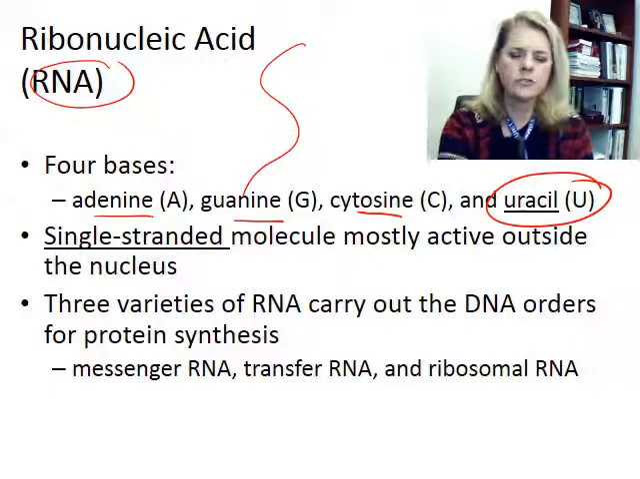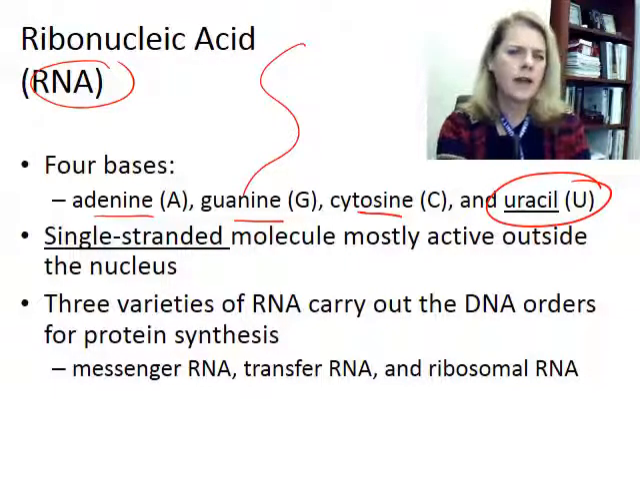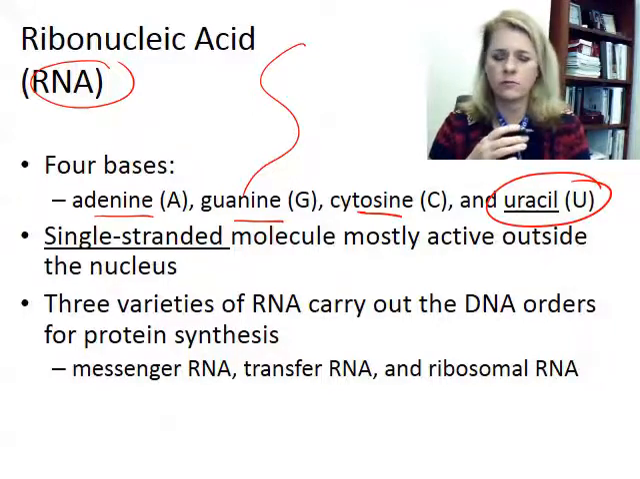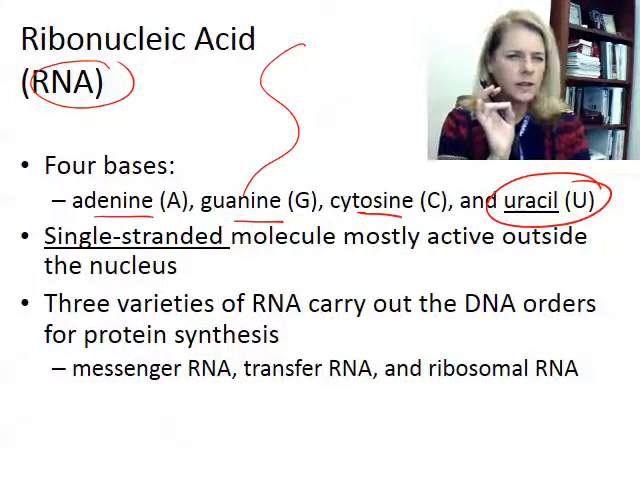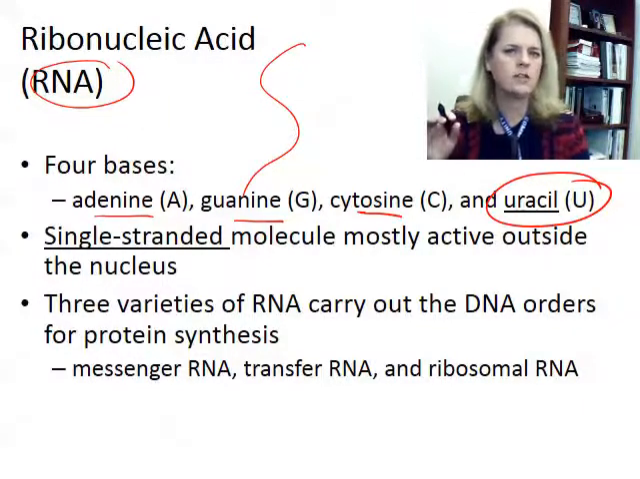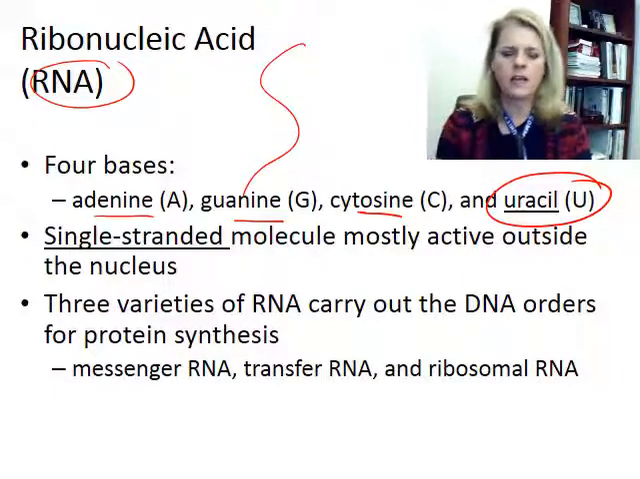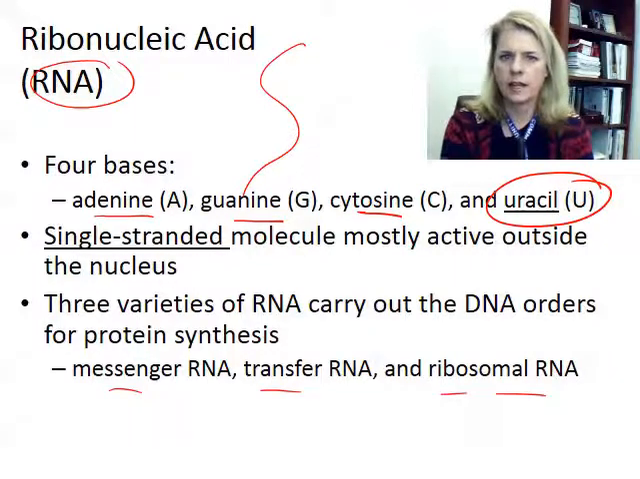And so it's single-stranded, and it's mostly going to be active outside the nucleus. So DNA is always in the nucleus. We don't use DNA outside the nucleus. But RNA, we use it a little bit in the nucleus, but mostly it's going to do its job outside the nucleus. And there's actually 3 types of RNA. We have messenger RNA, transfer RNA, and ribosomal RNA.